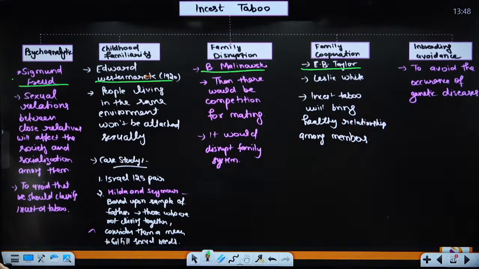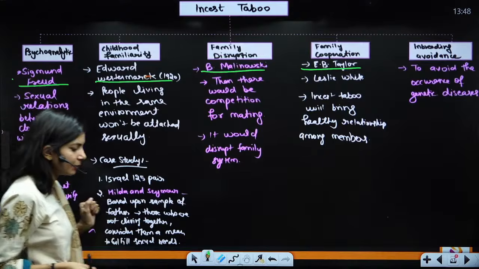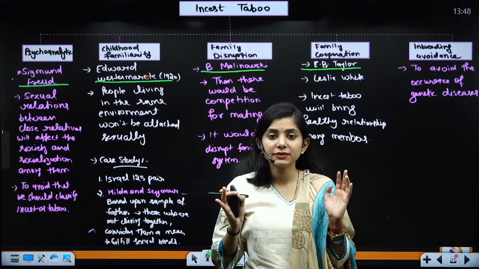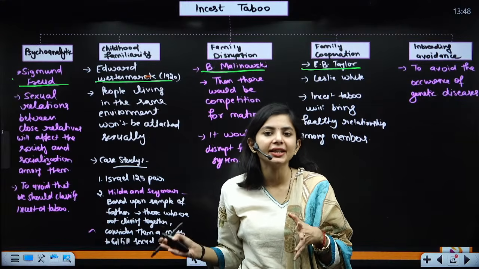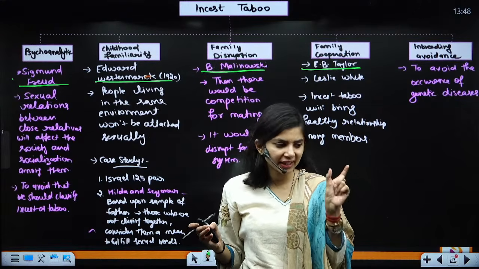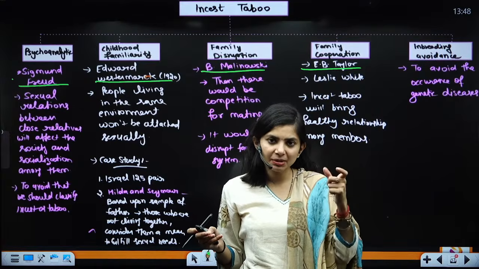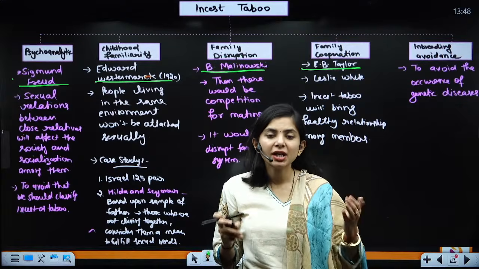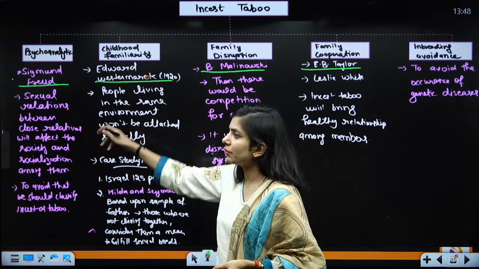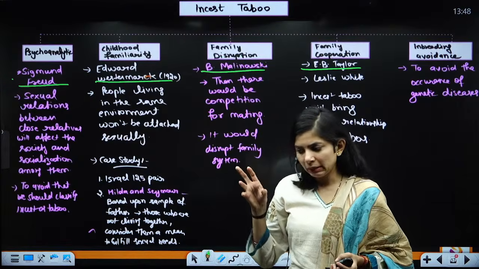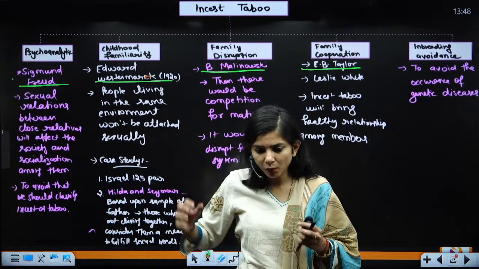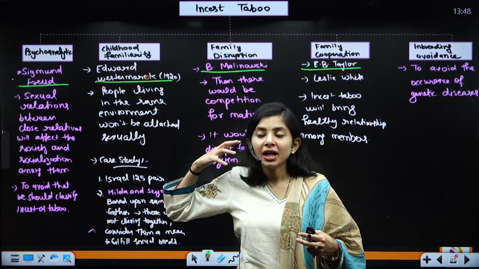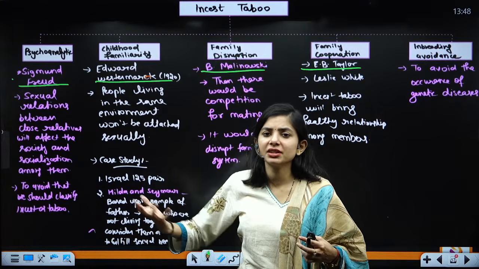So therefore, to avoid that, we classify the incest taboo. Incest taboo means that there should be a prohibition of sexual relationship between close relatives. This is what we are mentioning, incest: sexual relationship between close relatives, and we are attaching a taboo. It means it is prohibited. Why is it prohibited? Because psychologically, someone who is in our own proximity should be protected, and should not be someone with whom we are having a sexual relationship.